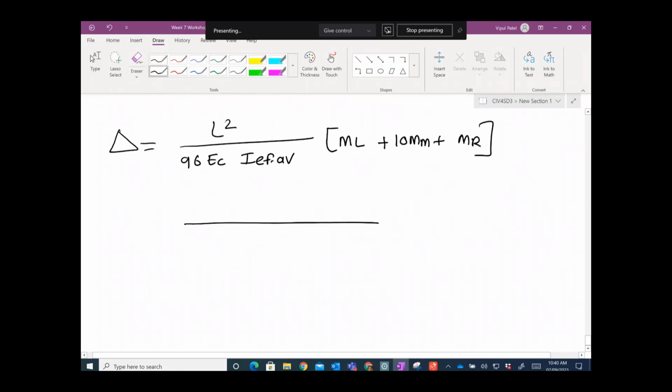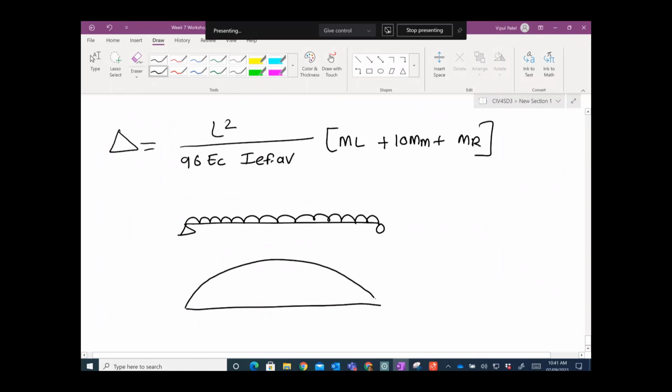Let me explain this. I think everything was clear to you except this ML and MM. So you have this moment, the bending moment diagram. This is MM, this is the left side moment of the support, and this is the right side moment. In this one you can have wL square over 8, which you can just calculate.